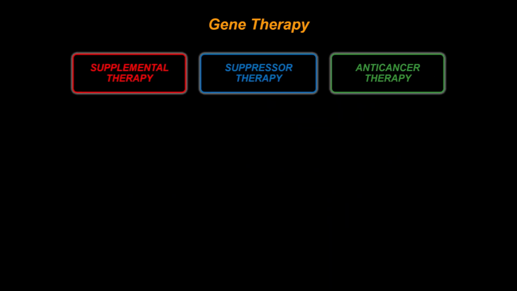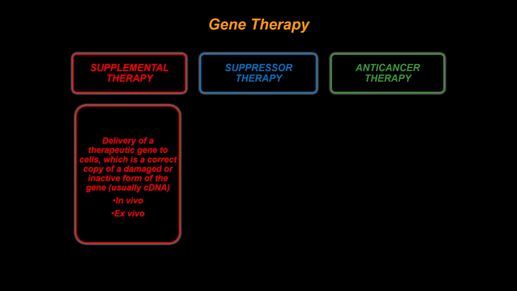The second division of gene therapy separates it in terms of the effect it produces, and so we can distinguish gene supplementation therapy, suppressor or suppression gene therapy, and anti-cancer gene therapy. Supplementary gene therapy consists of delivering a therapeutic gene to cells, which is a correct copy of the damaged or inactive form of the gene. In this case, the material delivered to the cells is usually cDNA, created on the basis of an mRNA template in the process of reverse transcription.